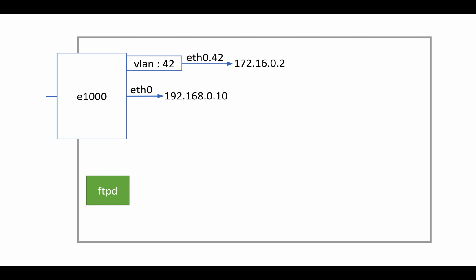But for whatever historical reason, having them actually as separate interfaces was the way that this was implemented. This is the way the kernel keeps track of the VLAN tags. So anything that goes in and out of interface eth0.42 has the VLAN tag 42 added and stripped on the way in and out.